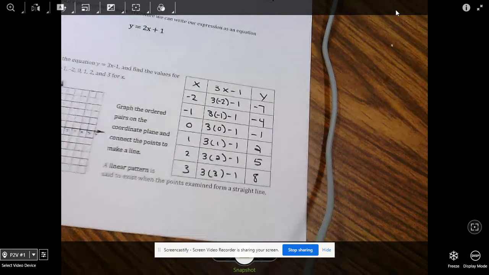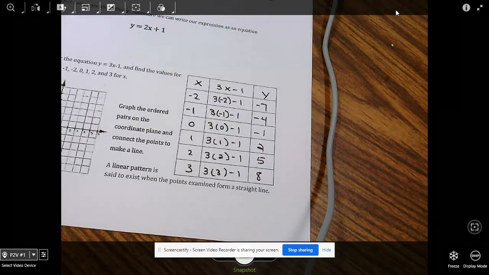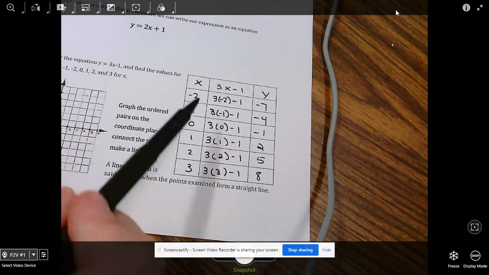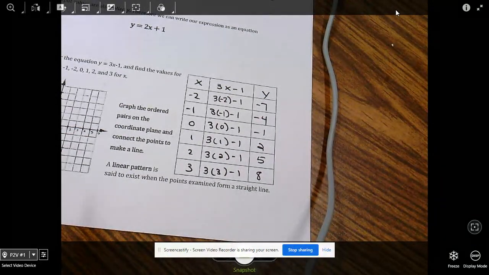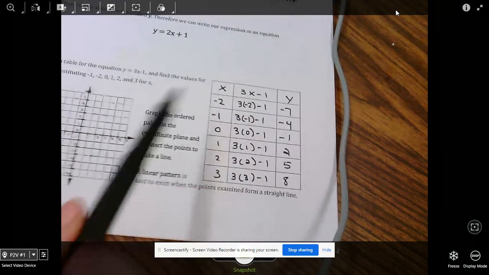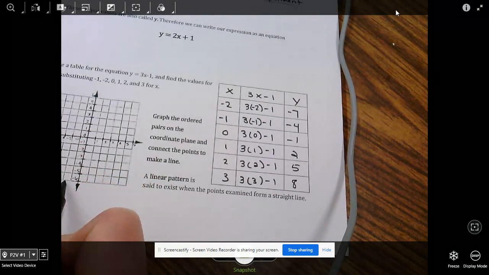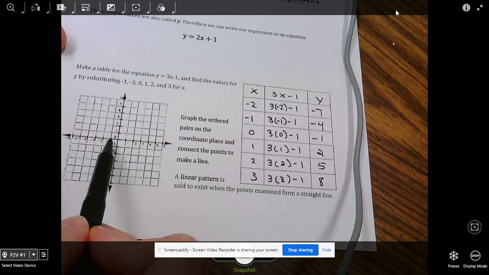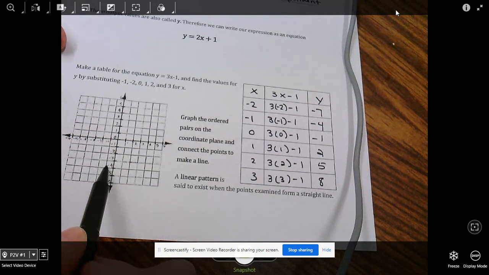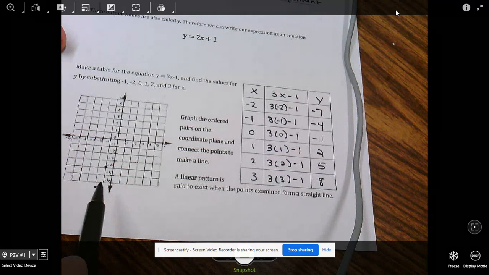Okay, so here are the coordinates. I want you to pause and make sure you have them and you write down the right process. Okay, normally it's just an X and a Y. You'd have to write this on a separate sheet of paper. So our coordinate is negative 2, negative 7. Then it's negative 1, negative 4. Now it should be in a straight line.